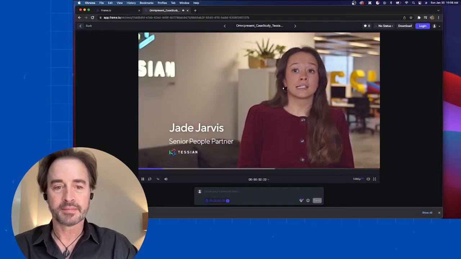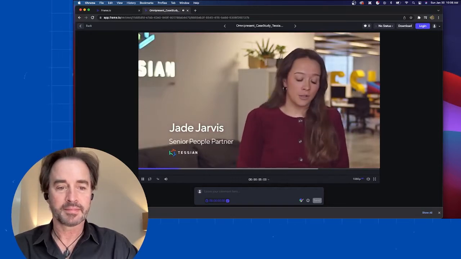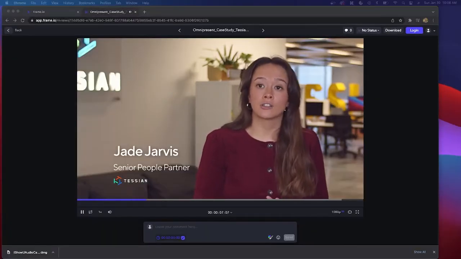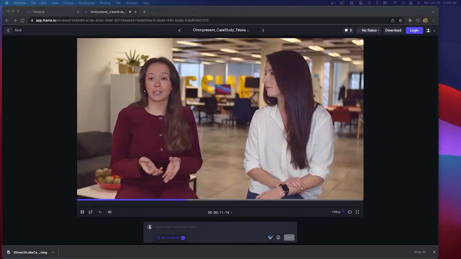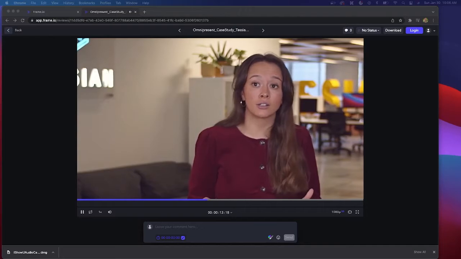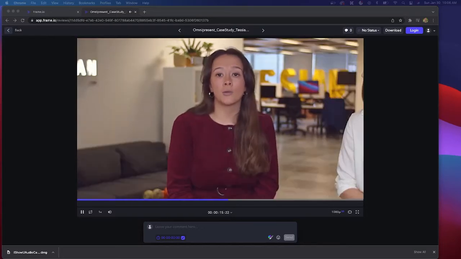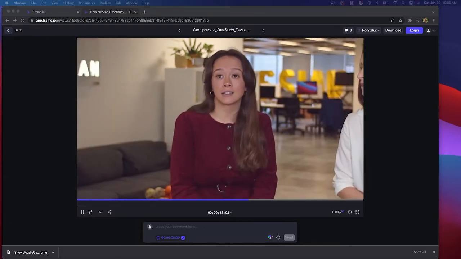What makes it really difficult is there's different employment law in each country. The typical benefits that you offer in each country is so different. And what we really want to do is offer a consistent employee experience for everyone at Tessian, regardless of what country they're located in. And Omnipresent really helps us understand how to do that.